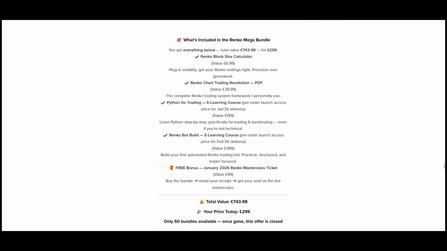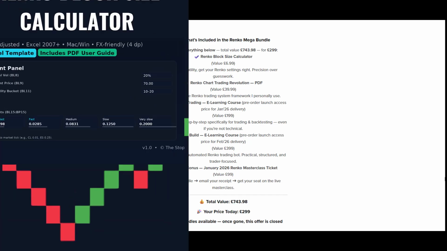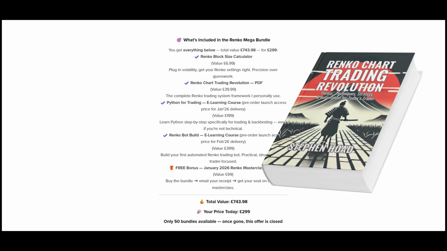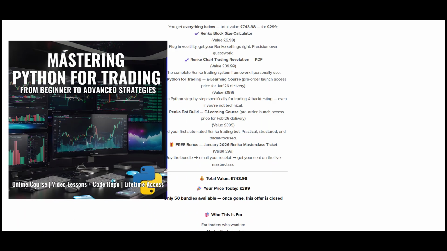Well, first of all, you get the Renko block size calculator. Massively important, a critical part of the Renko chart trading process, getting the right block sizes. I've done a semi-automated calculator for you that you can use very easily to work out those correct block sizes. Then we've got the Renko Chart Trading Revolution book, PDF version. If you want to learn all about Renko chart trading, where it came from, how to use the technical analysis tools to enhance strategy, give you an edge, learn about risk management, trade management, back testing, automation, it's all in there.